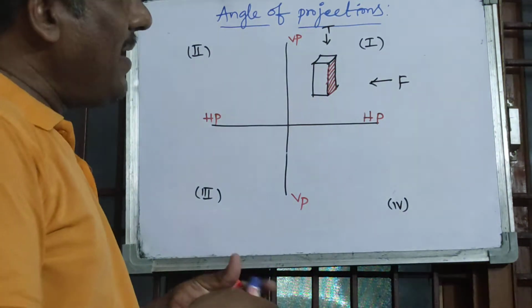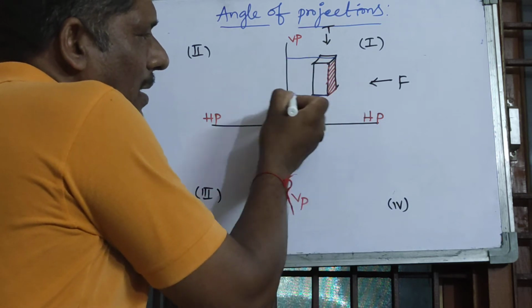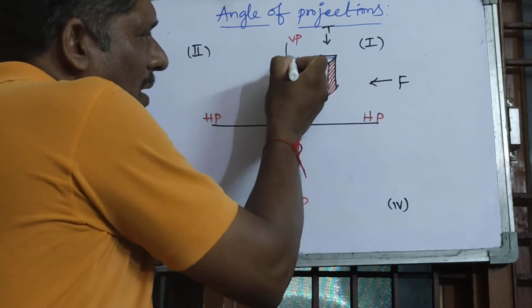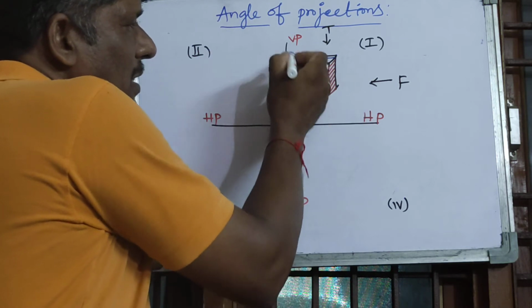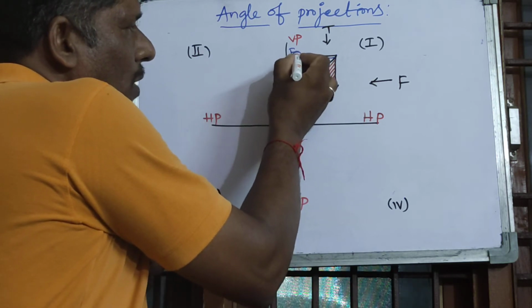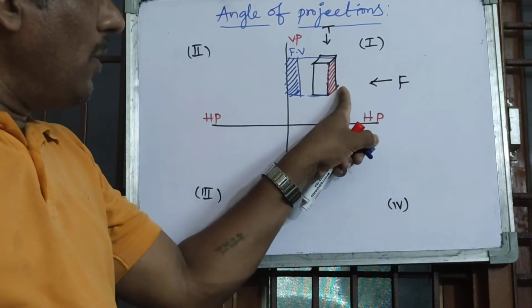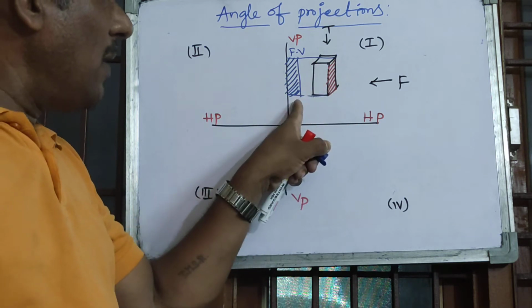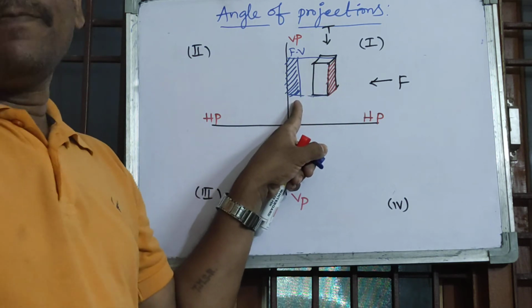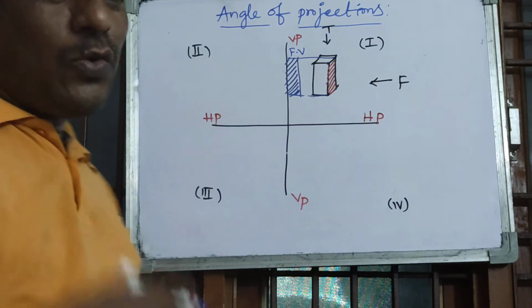On the vertical plane. So if you project this back, it falls on the vertical plane. This is the front view. FV means front view. If you observe the front, this front portion is visible, and this front view falls on the vertical plane. Okay, front view is over.